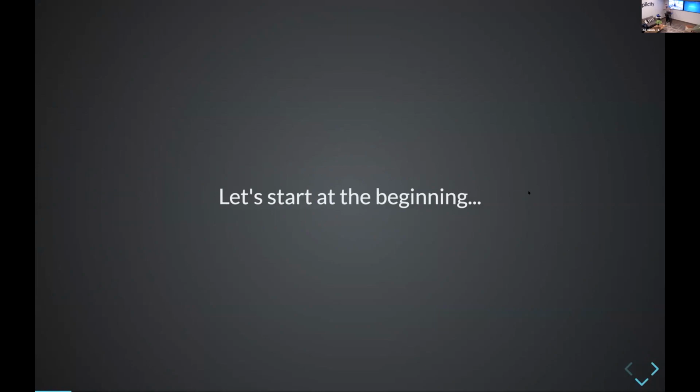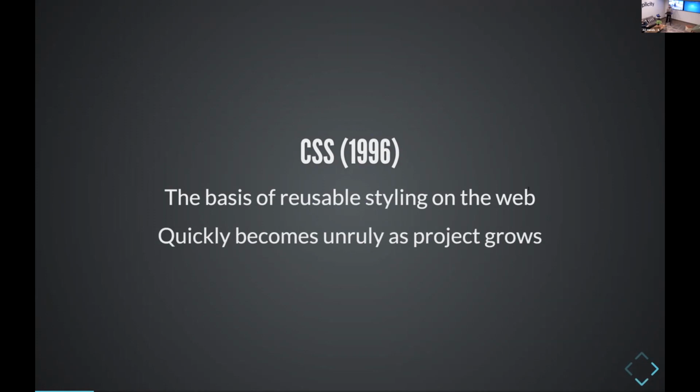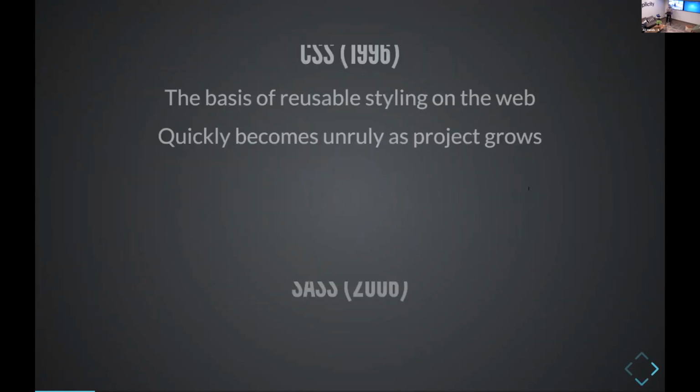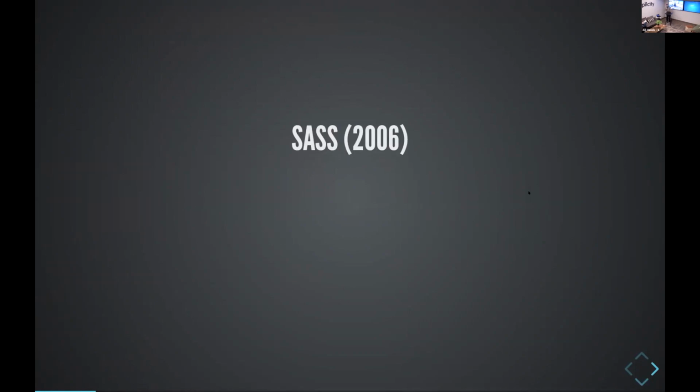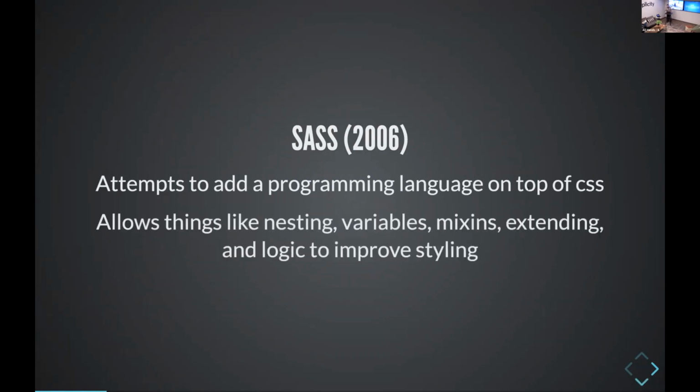So let's start at the beginning of CSS. 1996, spec came out. Basically, the basis of reusable styling on the web, pulling your styles out from inline and making them reusable across different components. But it quickly becomes unruly as web applications start to get bigger. So in 2006, we get Sass, which attempts to wrangle that by adding a semi-programming language on top of it, adding nesting, variables, mix-ins, extending logic to your styling.